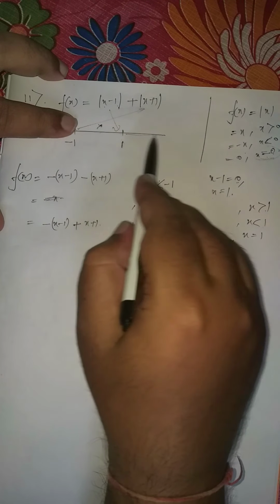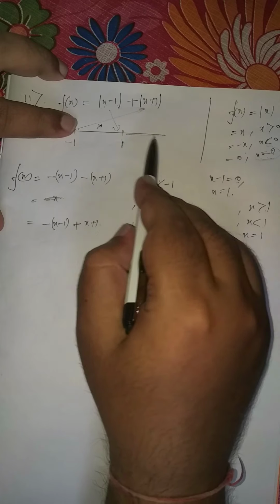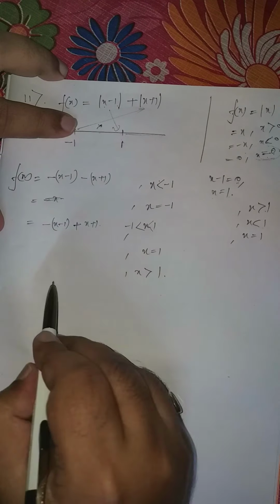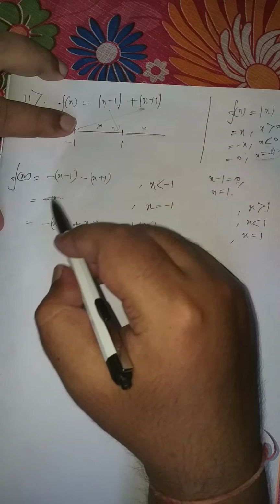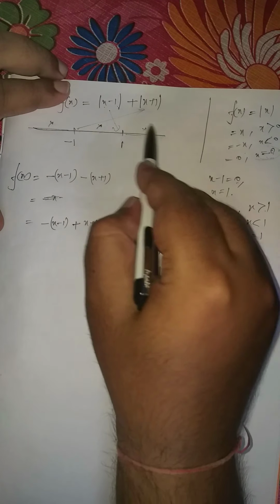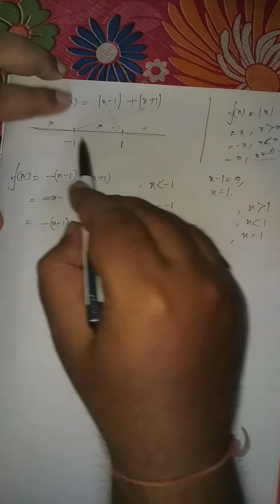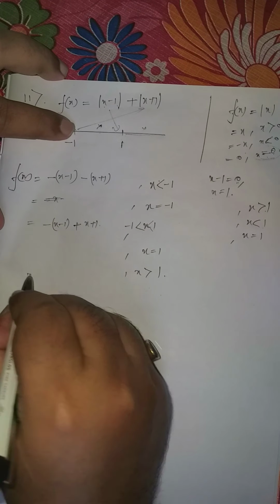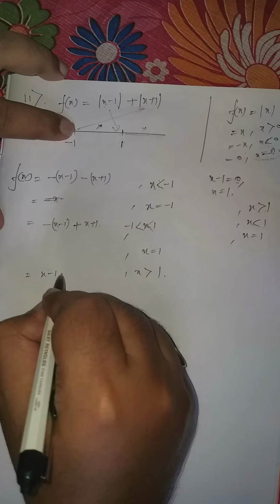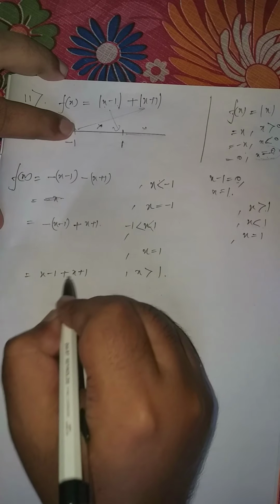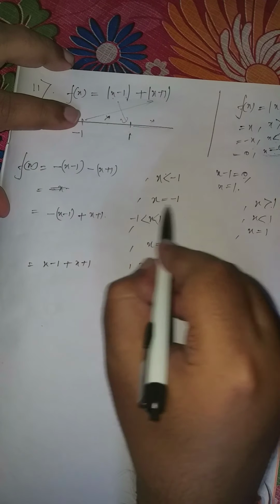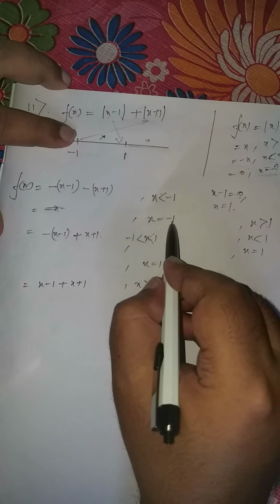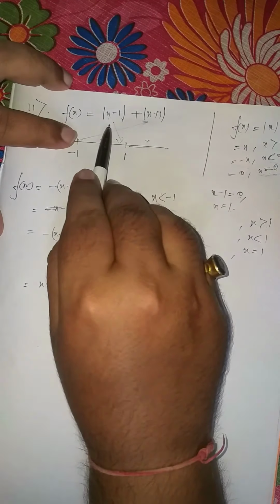Again, in the same way, when x is greater than 1, this region is right for both the values. For minus 1 it is right side, and for 1 it is also right. So for both cases you have to take positive signs. Now at the point x equals minus 1, you can directly substitute the value here.